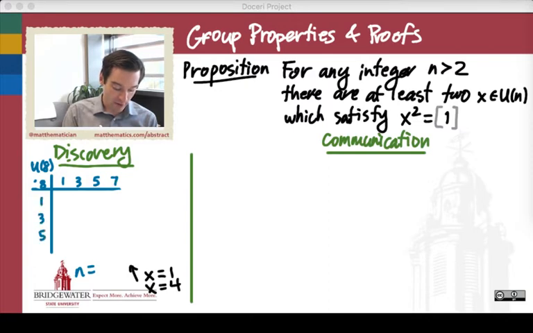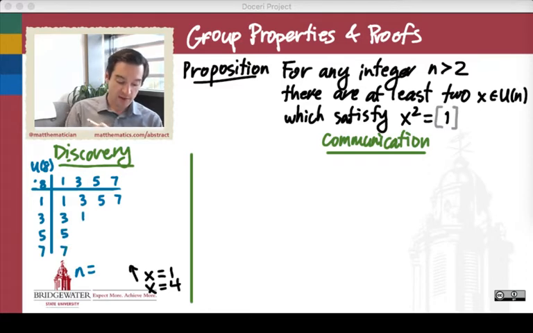And now we have to do all the multiplications of these modulo 8. So multiplication by 1 is easy. It's the identity element every single time in these groups. 3 times 3 is 9. 3 times 5 is 15. 3 times 7 is 21. 5 times 3 is the same as 3 times 5. 7 times 3 is the same as 3 times 7. So I'm using the commutativity here to speed up my operations a little bit.